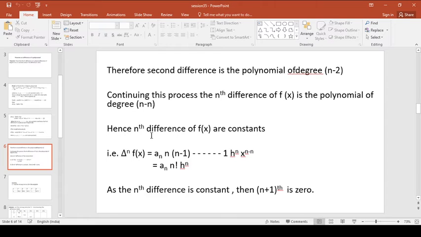So that we can say that the nth difference of the function f of x is constant. That is, the nth forward difference of f of x is a_n into n, (n minus 1), and so on, up to h raised to n into x raised to n minus n, that is equal to a_n into n factorial into h raised to n. And as the nth difference is constant, the (n plus 1)th difference becomes 0. So this is the proof of the theorem.